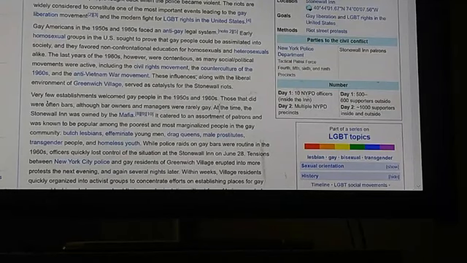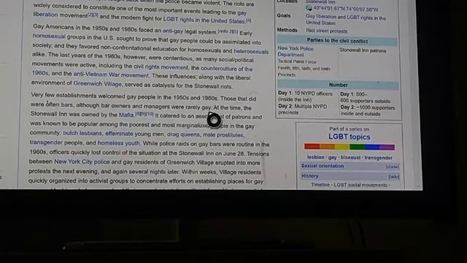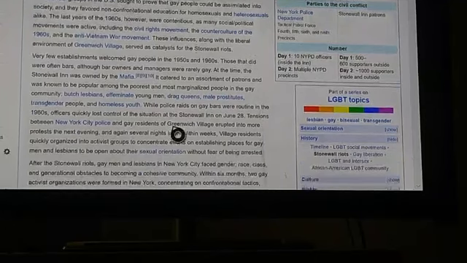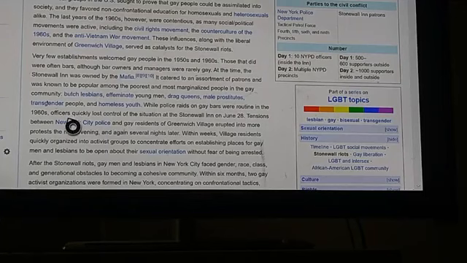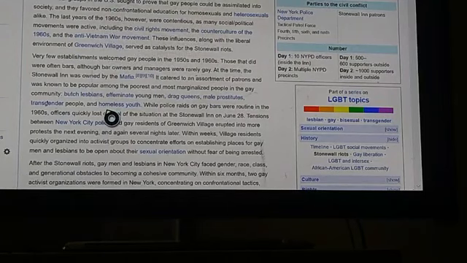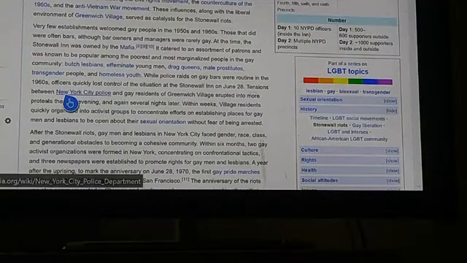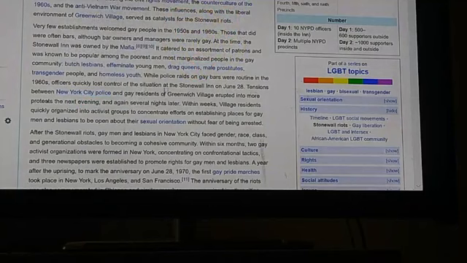Very few establishments welcomed gay people. Those that did were often bars, although bar owners and managers were rarely gay. At the time, the Stonewall Inn was owned by the mafia. It catered to an assortment of patrons, and was known to be popular among the poorest and more marginalized people in the gay community: butch lesbians, effeminate men, drag queens, male prostitutes, transgender people, and homeless youth. While police raids on gay bars were routine in the 1960s, officers quickly lost control of the situation at the Stonewall.